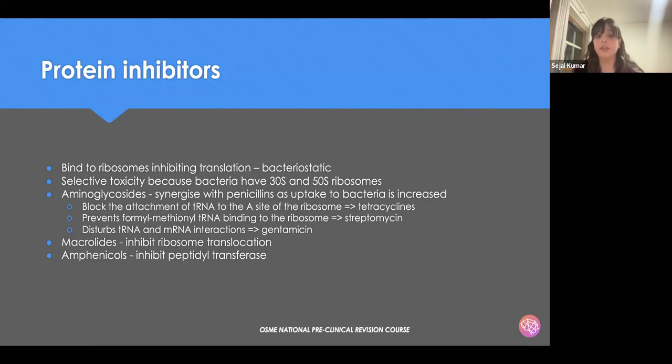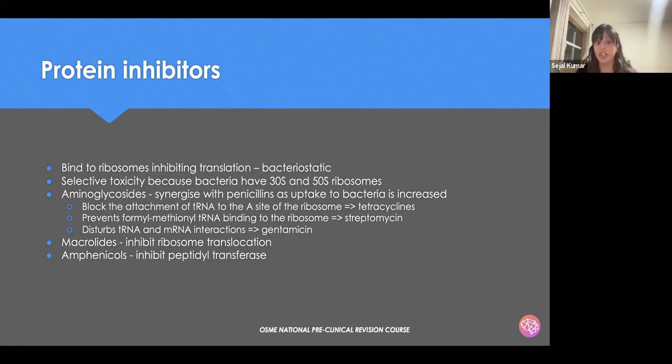Aminoglycosides are an example. They block the attachment of tRNA to the A site of the ribosome. So tetracyclines can do that. And then streptomycin works by preventing tRNA binding to the ribosome as well. And then gentamicin blocks tRNA and mRNA interactions. Essentially, they're just preventing translation, as I said before.